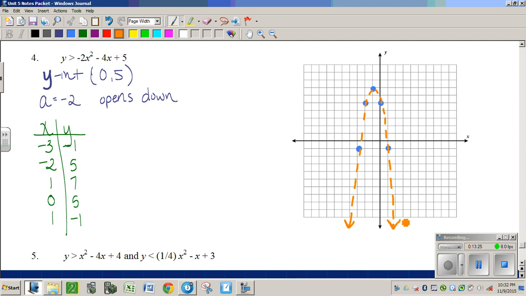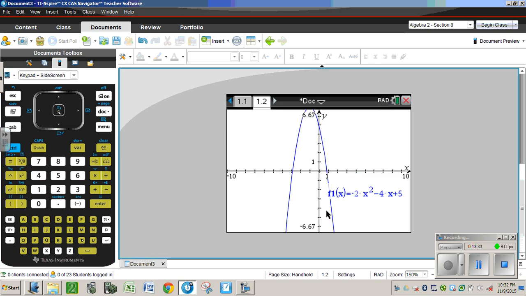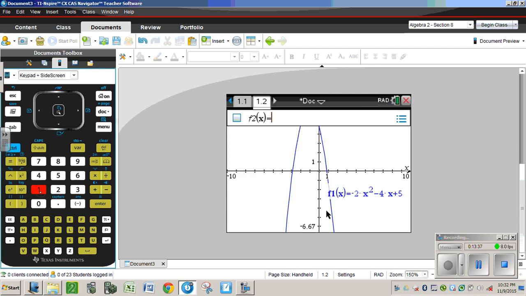Okay, and now I'm going to go back to the calculator and show you how you can shade. So I still had that in there. Let's get rid of our table here. And I'm going to go back to where I entered my equation in. So I'm going to go back up here. I don't know if it's going to keep it or not, but we'll try it.